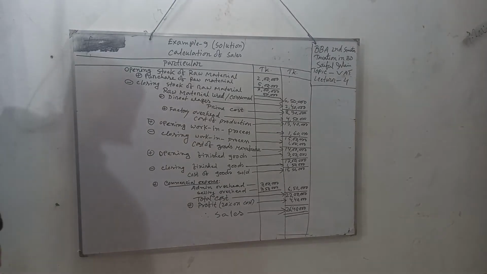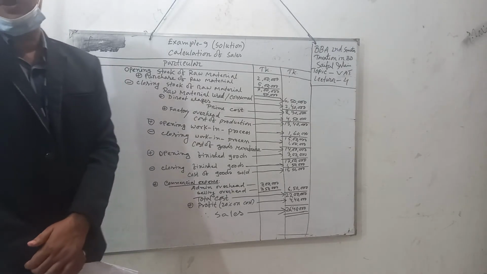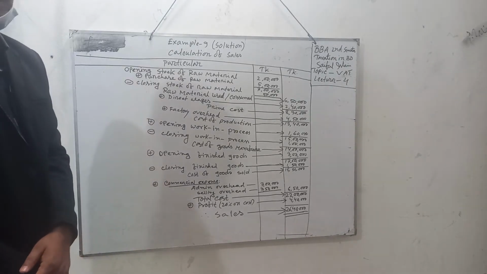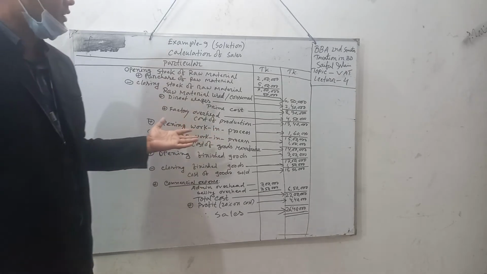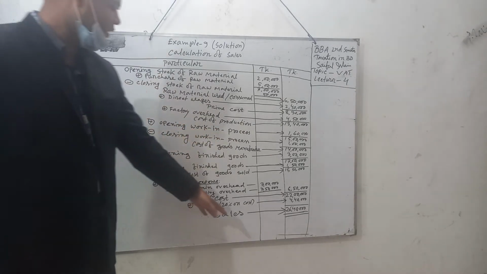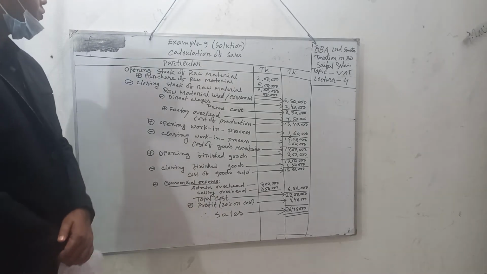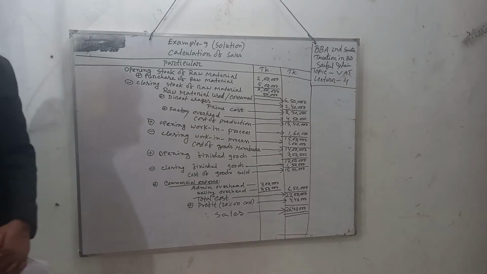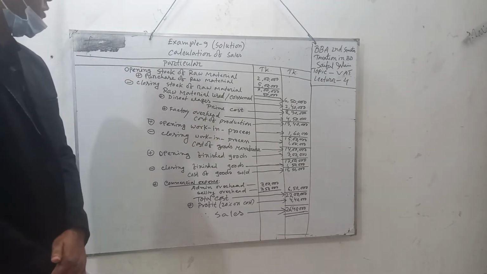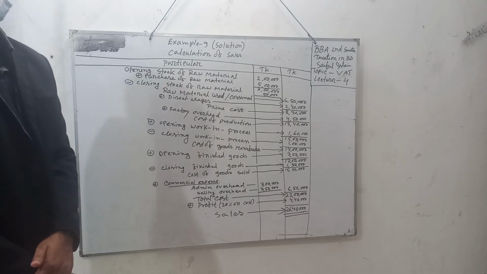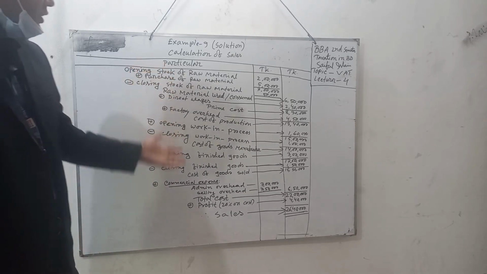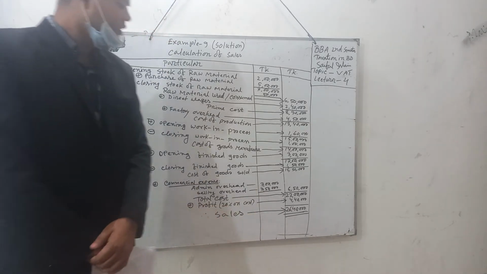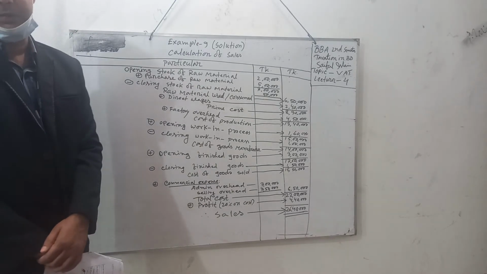Dear student, we know that when we calculate VAT, there are two steps. I told you before that the first step is calculation of sales. And already we have got our sales. Now we will calculate VAT. We know that calculation of VAT is very easy. But first we must find sales, and in the answer sheet we have already found sales. Now we will calculate VAT.